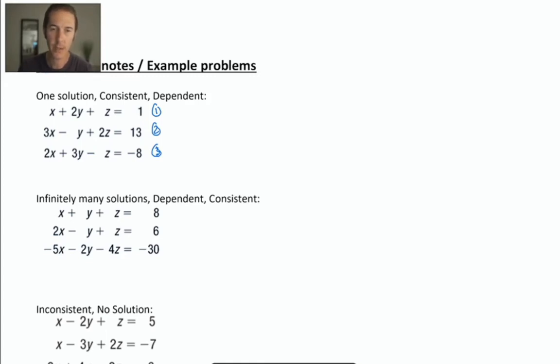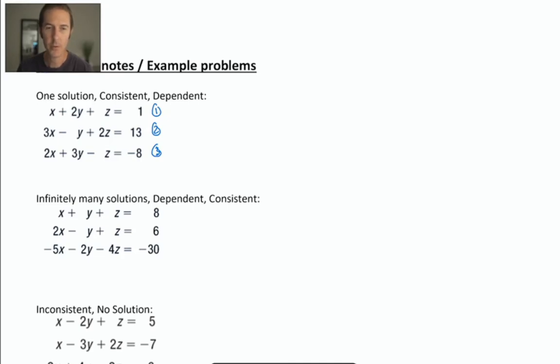Which variable should I eliminate? I try to choose a variable that has a coefficient of 1. And in this case, in equation number 1, x and z are both an option. In equation number 2, the variable y has a coefficient of -1. That would be good enough. But for this first one, I'm going to use the x variable. I'm going to eliminate all of my x terms.